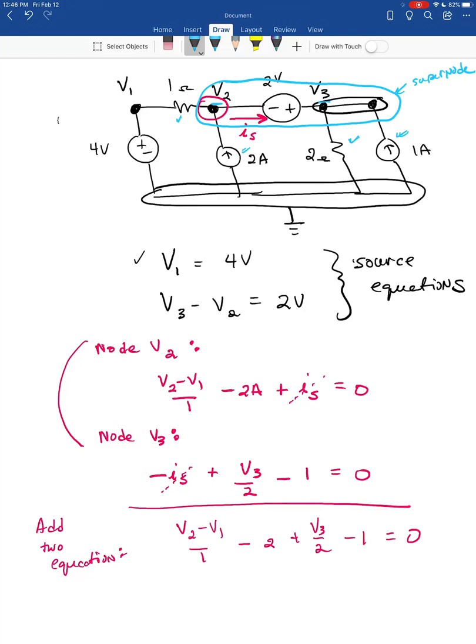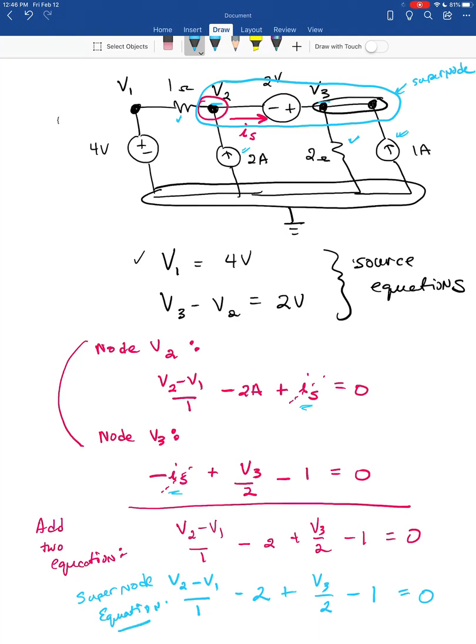So first I will have (V2 minus V1) over 1, and then I'll have 2 amps entering that surface, and then I will have V3 over 2, and then I will have 1 amp entering the surface, and that's it. And you notice that it is exactly the same as if I wrote 2 separate node equations with an undefined source current and added them together. So this is referred to as the supernode equation.